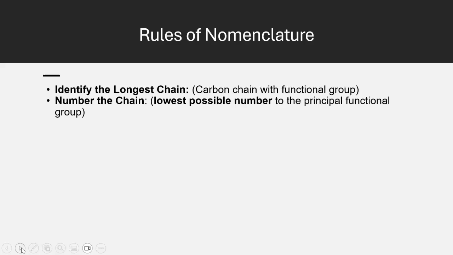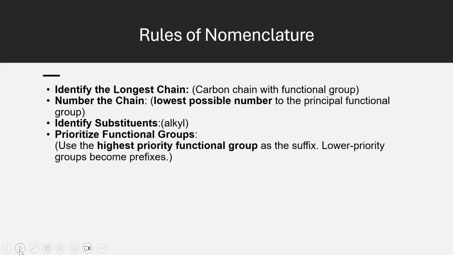Number the chain. When we number a chain, the lowest possible number has to be given to the principal functional group. Next is identify the substituents. If it has an alkyl kind of substituent or halogen kind of substituent, that has to be identified. After that, prioritize the functional group. So use this table for priority purposes.